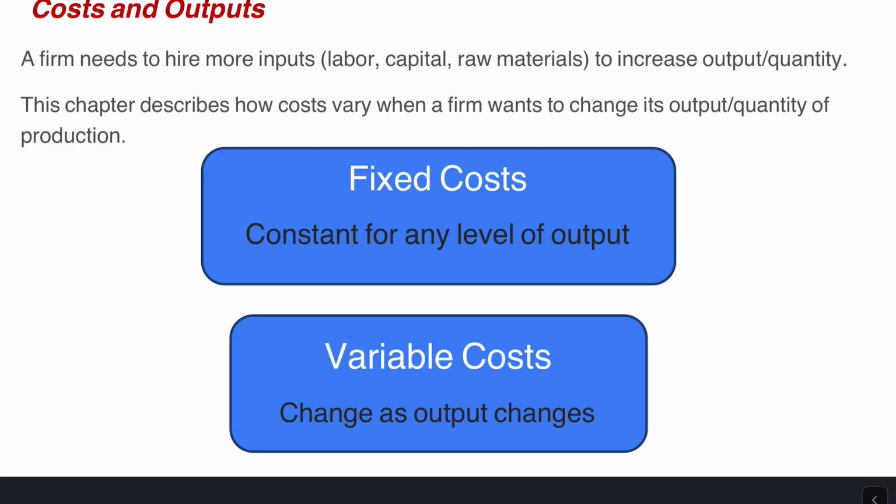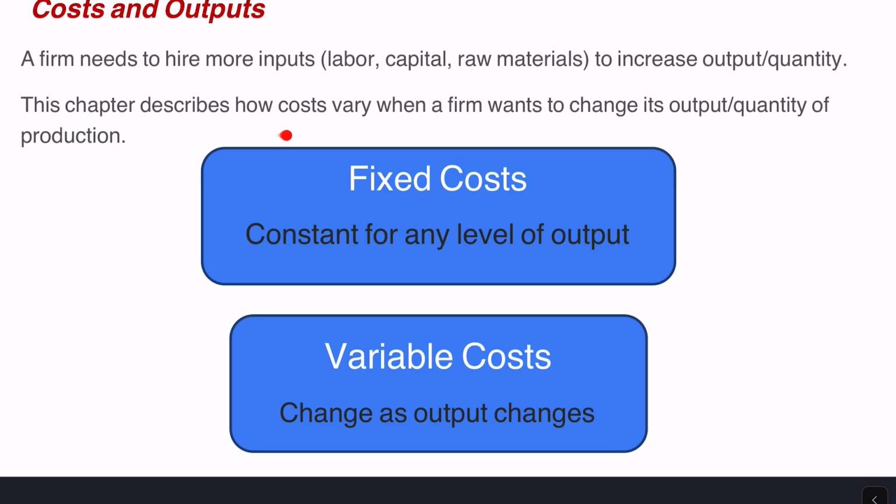Okay. Now, to begin with, costs and outputs. To produce more output, a firm needs to hire more inputs. Inputs here will be labor, capital, meaning machines or factories, and raw materials. When they hire more of these inputs, they can increase output or quantity. Right? And so our costs will go up as you increase output or quantity because you have to pay your workers. As you hire more workers, you have to pay for those extra factories and machines. You have to pay for those extra raw materials. And so how the total costs change as you increase output, that's what this chapter is all about.